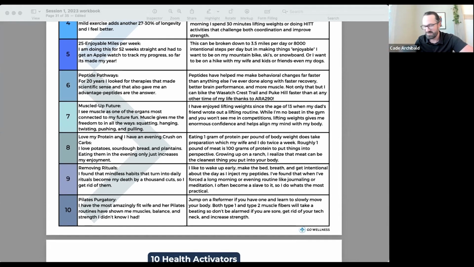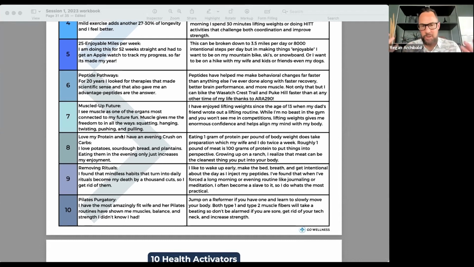Number 7 is the muscled up future. Your muscles are your largest organ in your body, and they help you move. And it goes in with the enjoyable miles, the peptide pathways, because many of the peptides help build really healthy muscle. And the muscled up future is also what's going to help us protect our joints, and so you stay out of pain. There's really no disadvantage unless you're trying to put on too much muscle. But holy cow, this muscled up future is something that's important.